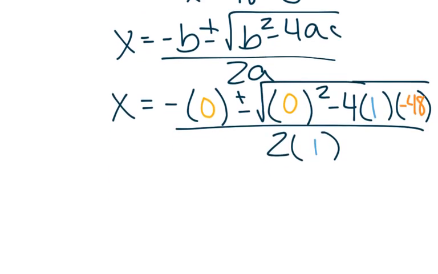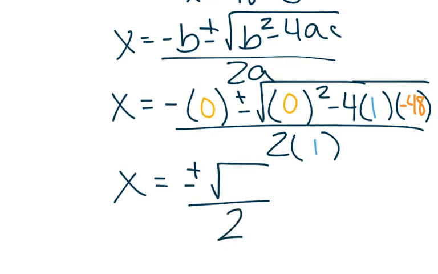Alright, and now I'm going to simplify. x is equal to... negative 0 is just nothing, so I'm just going to disregard it. Now I'm going to do the stuff inside the radical, and on the bottom 2 times 1 is 2. And I get 192. So now I'm going to try to simplify 192.